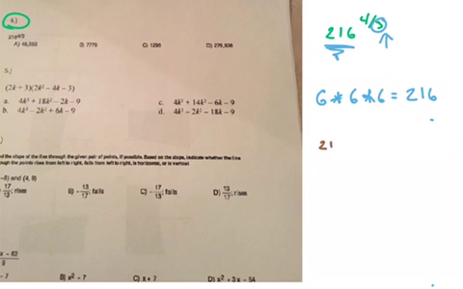What I'm essentially saying is that if I have 216 and I rewrite it as 216 to the 1/3 raised to the 4th, if I solve this piece here, I end up getting 6 to the 4th. Okay?